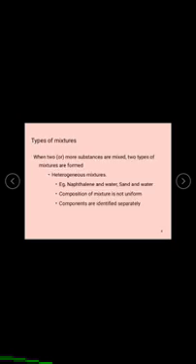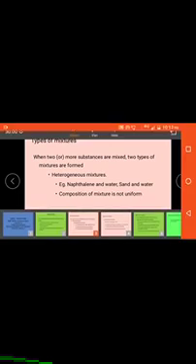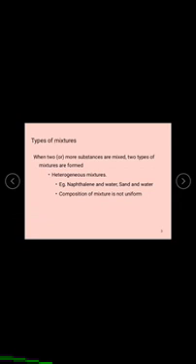Okay, here we are discussing about the types of mixtures. When we take two or more substances mixed, we observe two types of mixtures, that is heterogeneous mixtures and homogeneous mixtures. Heterogeneous mixtures, examples for this are naphthalene and water, sand and water.